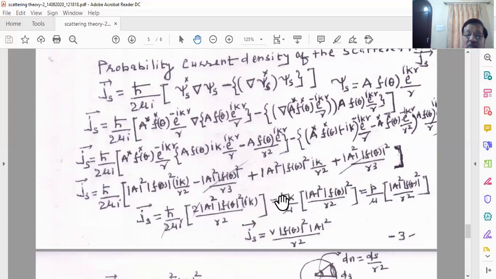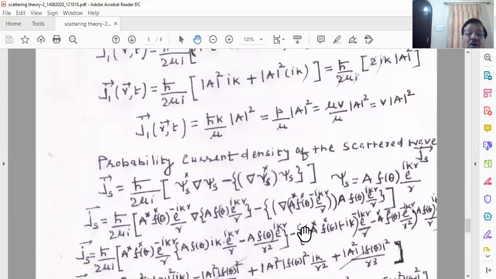H cross k is a momentum, so I write down momentum p over mu, mod of A square, mod of f theta square, over r square. So the probability current density of the scattered wave is, right now, this p is momentum, which is mass into velocity, that is mu into v. The mu in the numerator and the mu in the denominator cancel, so we get v, the velocity, times mod f theta square A square over r square. This is the expression of the probability current density of the scattered wave which we have derived.